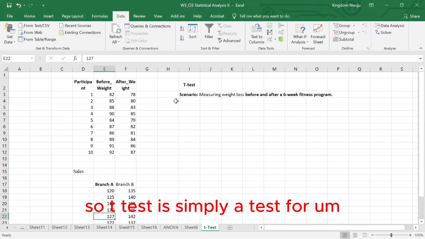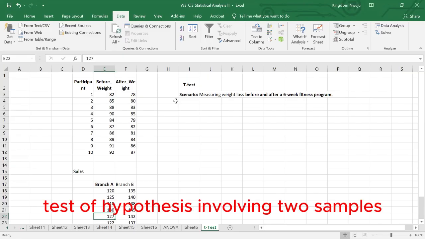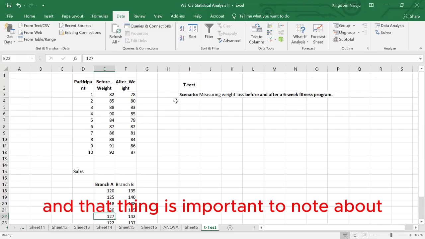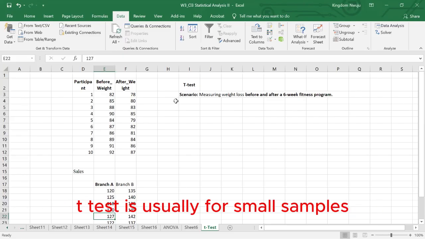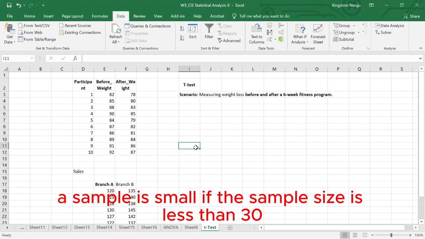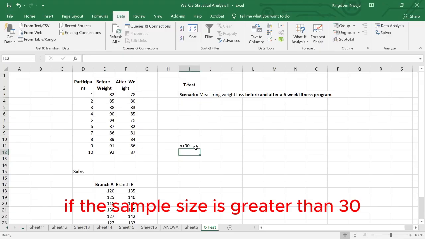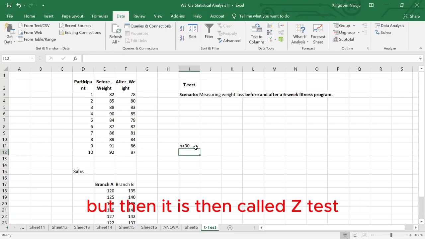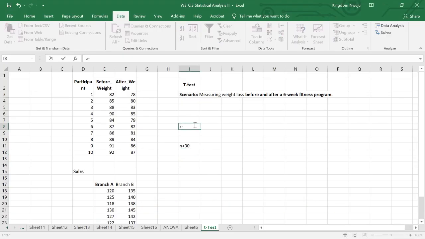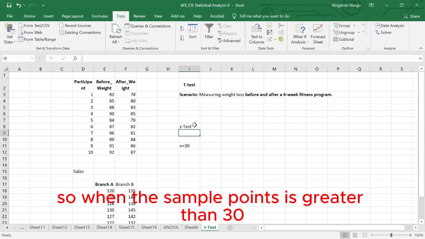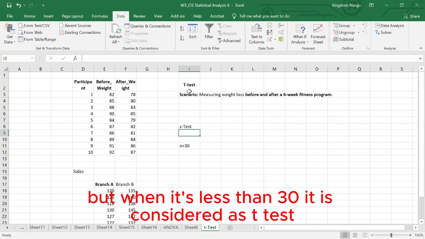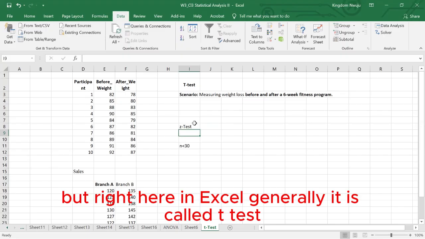So t-test is simply a test of hypothesis involving two samples. And one thing important to note about t-test is that it is usually for small samples. And in statistics, a sample is small if the sample size is less than 30, okay? If the sample size is greater than 30, t-test can also handle it, but then it is called z-test, what Americans will call z-test. So when the sample point is greater than 30, it is considered as z-test, but when it's less than 30, it is considered as t-test. But right here in Excel, generally it is called t-test.